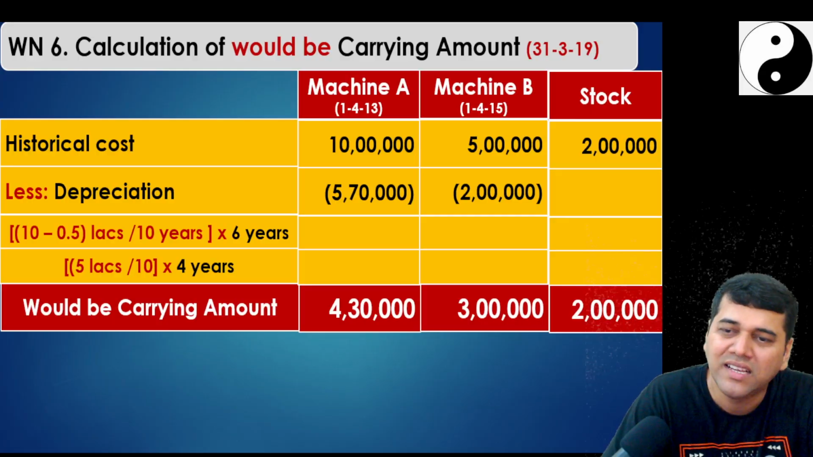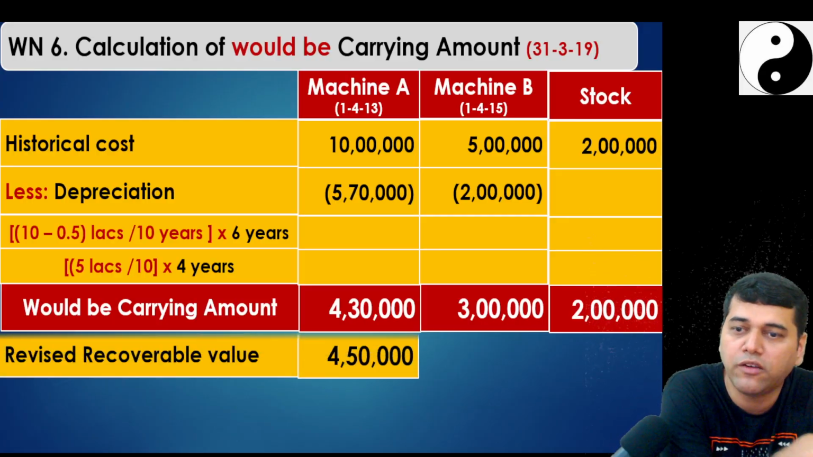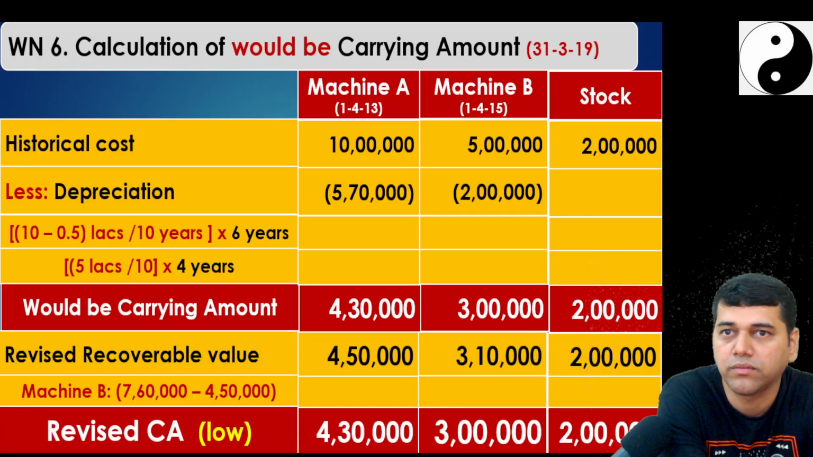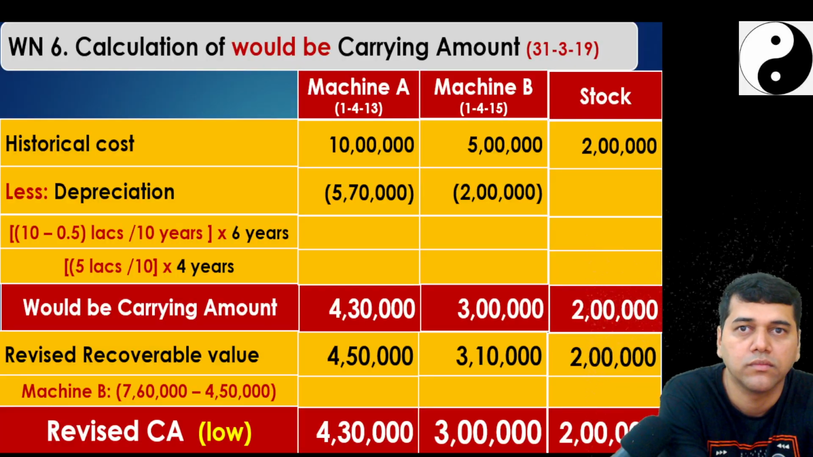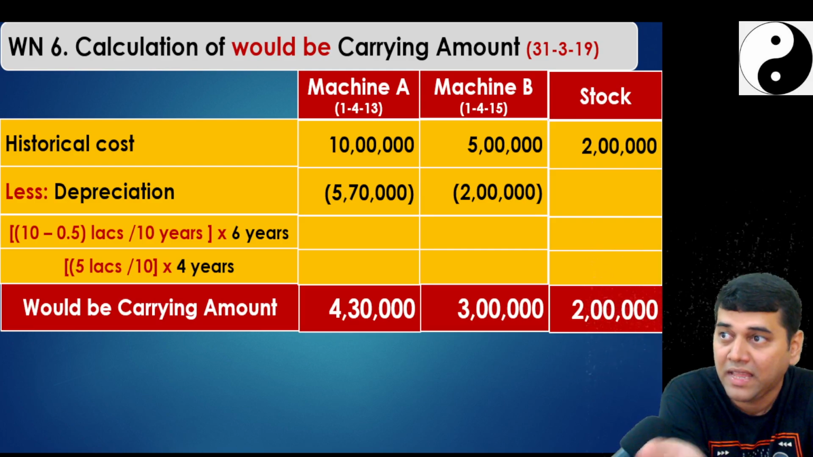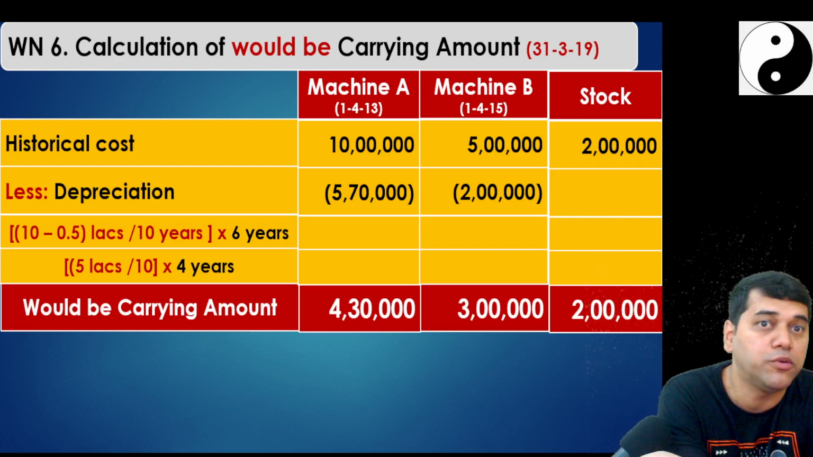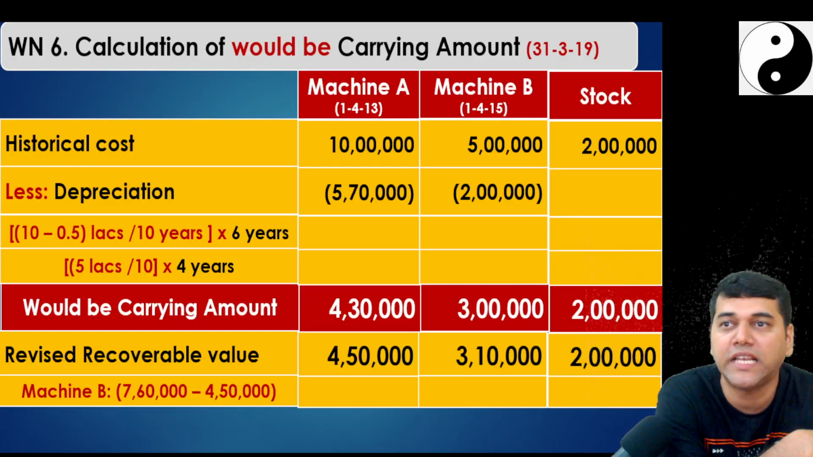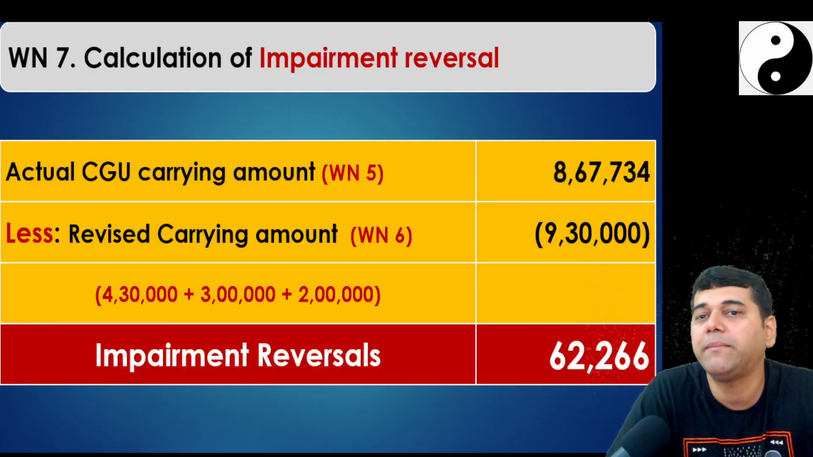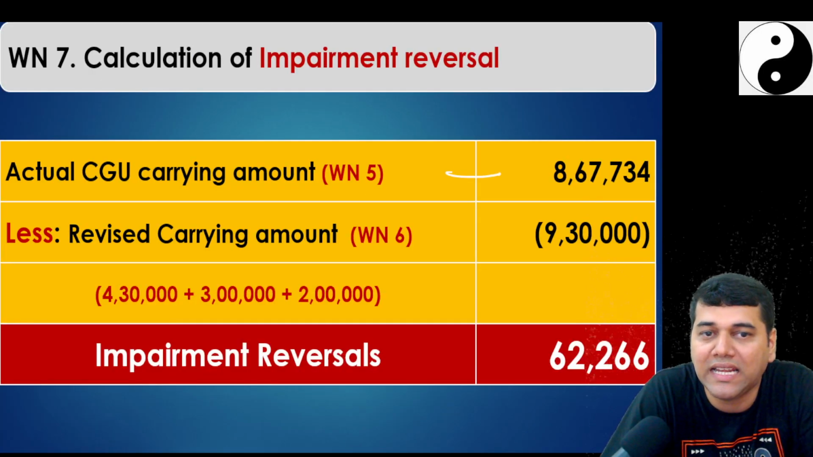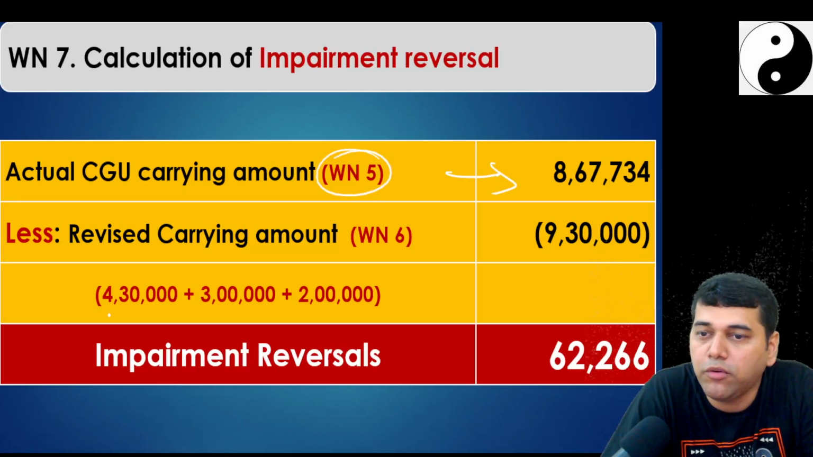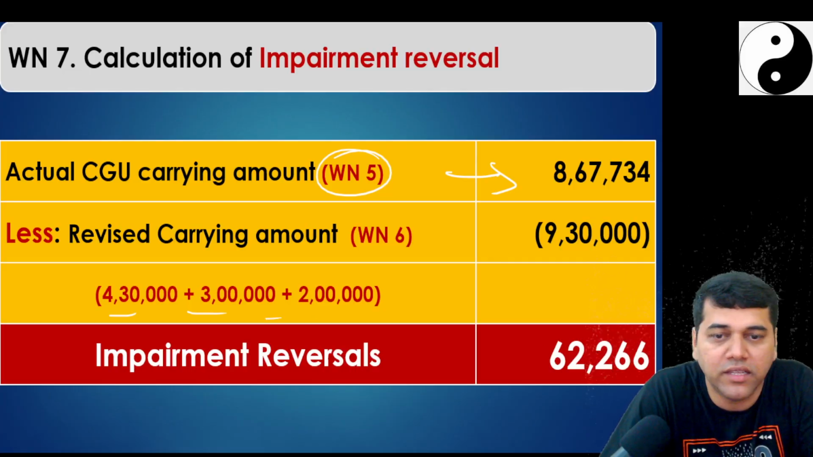So what I have done, what you would have done in the next step, I showed here only: comparison, and taken whichever is lower. Alternately, I could have restricted this working note up to here, and that comparison, the revised book value, this portion, I should have done in the next working note. In the next working note, what I did: impairment reversal, actual amount 8,67,000, working note 5. Revised carrying amount, you added these 3 columns and 9,30,000. So this is my reversal.